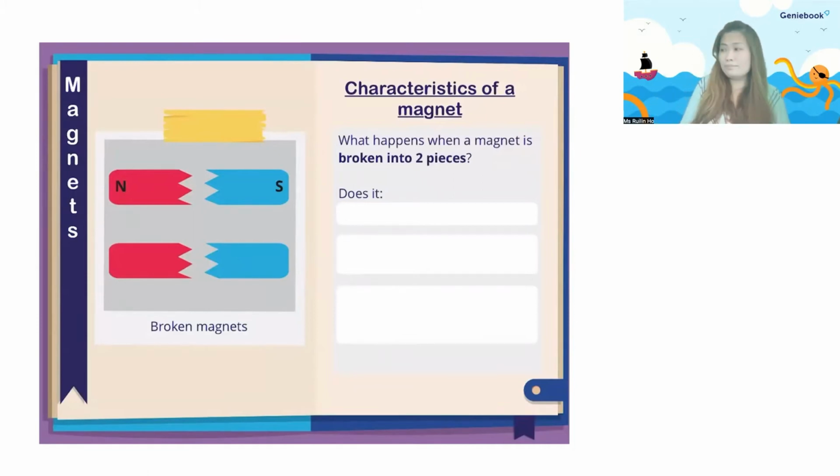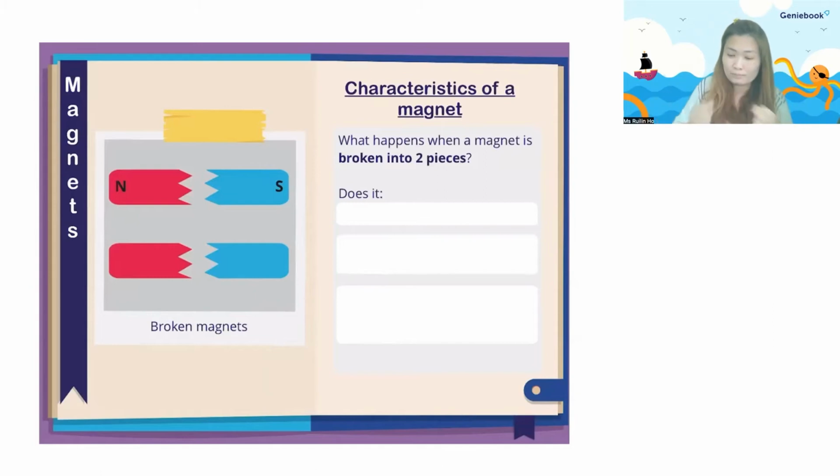Okay, in fact, when you break a magnet into two pieces, yes, you may not be able to fix them back. In order to fix them back, you probably need to do a lot of chemical reactions to it. But when you break them into two, they will still be magnets. It's just that you get two separate magnets.